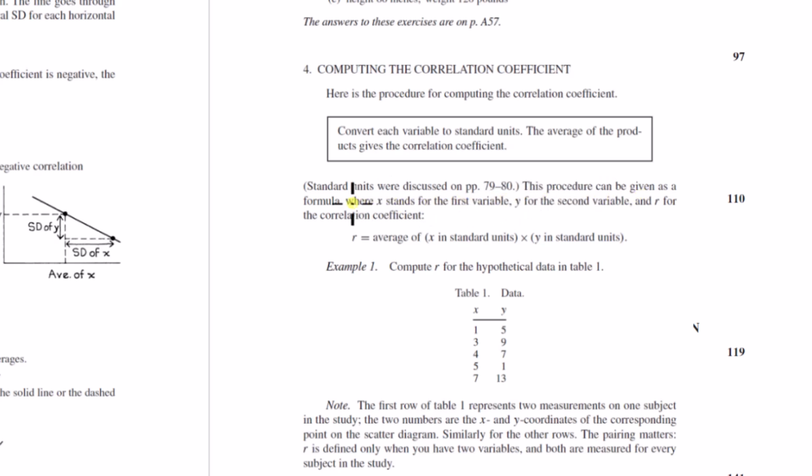This procedure can be given as a formula where X stands for the first variable, Y for the second variable, and R for the correlation coefficient. So R is the average of X in standard units times Y in standard units.